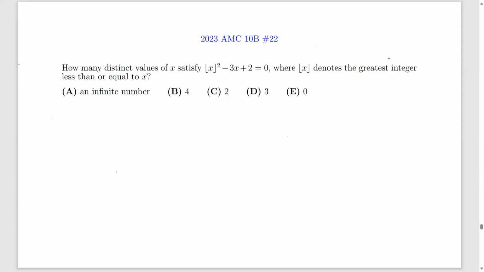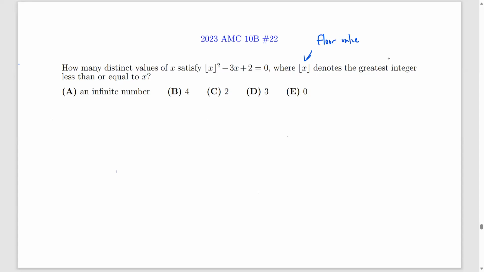How many distinct values of x satisfy the equation floor of x squared minus 3x plus 2 equals 0, where this notation, usually called the floor value, denotes the greatest integer less than or equal to x?